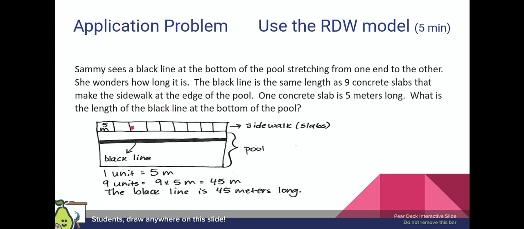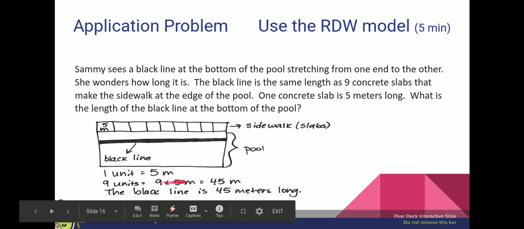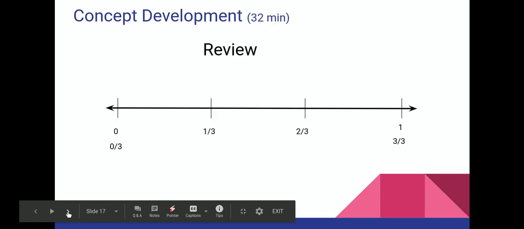So if each slab was 5 meters, then we have equal groups. So we can do 5 times 9 or 9 times 5, which if we knew, 9 times 5 equals 45. Very good. So your answer should be the black line is 45 meters long. Great job, friends. Let's go ahead and move on to the next slide.